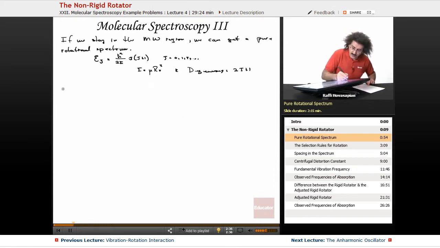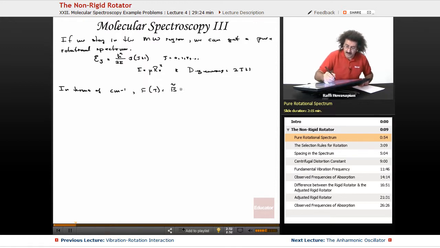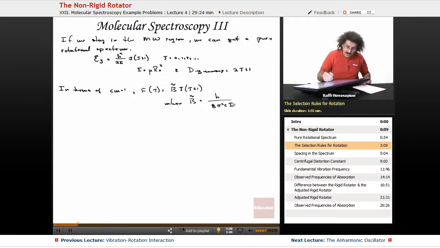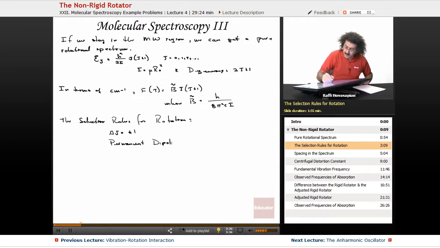Now, in terms of inverse centimeters, which is really what we've been dealing with, in terms of wave numbers, we had this rotational term, F of J, equal to B tilde times J times J plus 1, where B tilde, we said, was Planck's constant divided by 8 pi squared c I. As we said before, the selection rules for rotation, and remember, we're just talking about pure rotation now, we have to have delta J equals plus or minus 1, one quantum state at a time, and a permanent dipole in the molecule.